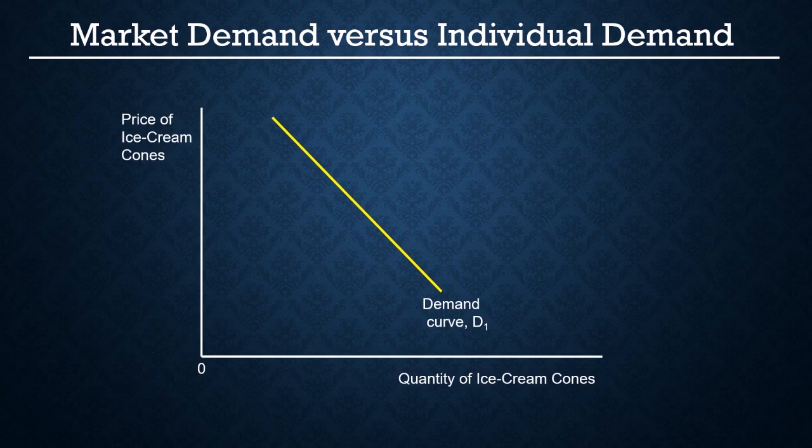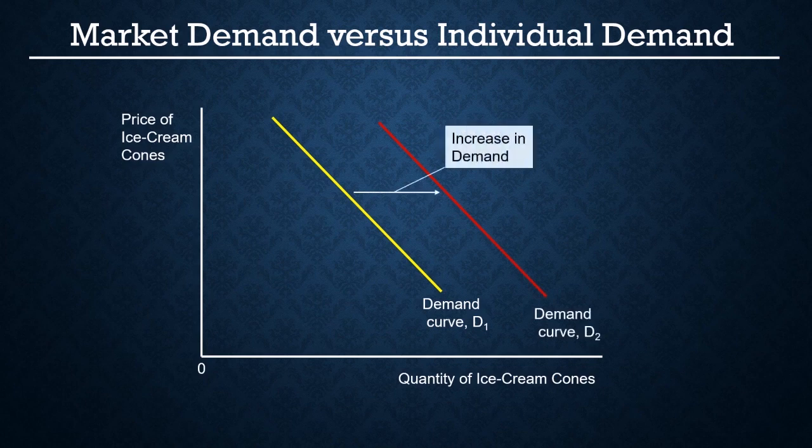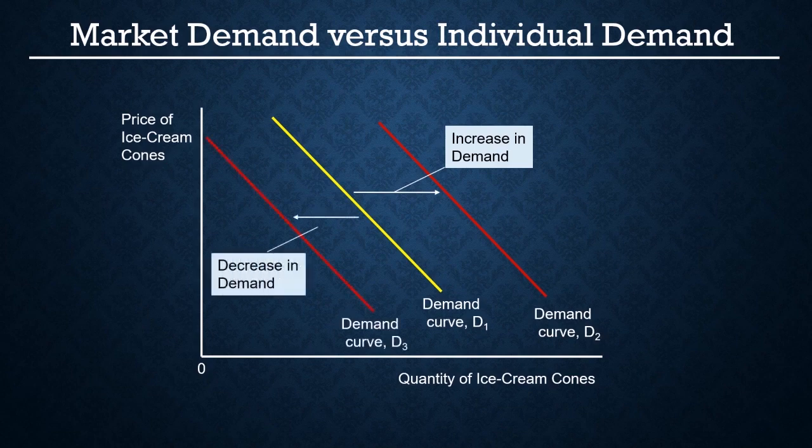So check it out. Let's say it's 100 degrees in the shade. You're hot as blazes, and so is everybody else. There is an increase in the demand for ice cream cones, right? So the demand curve moves to the right. Now, it's 48 degrees out. It's rainy. You and everyone else is chilled to the bone. There is a decrease in the demand for ice cream cones, and the demand curve moves to the left.